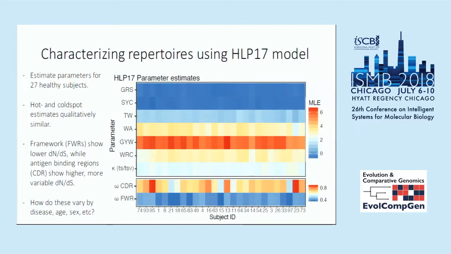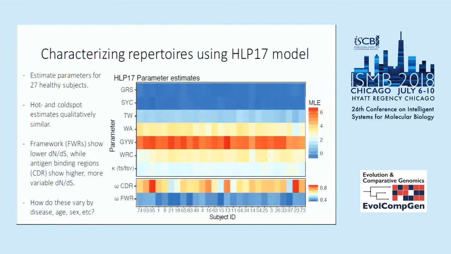And this gives the intriguing possibility that we could actually use phylogenetic substitution model parameters to characterize the repertoires of individuals. So here we have parameter estimates for 27 healthy subjects. The top panel shows parameter estimates for particular hotspot and cold spot motifs in somatic hypermutation. And as you can see, they're generally conserved among these 27 subjects, or at least the hierarchy of GYW, WRC hotspots. We also have the DNDS measures for different regions of the antibody sequence.